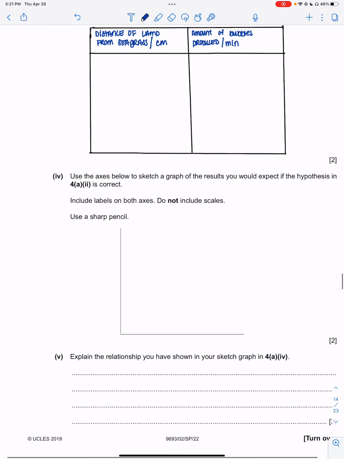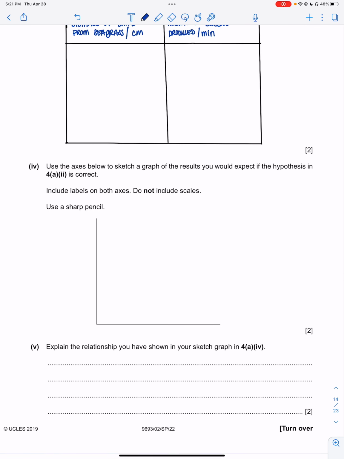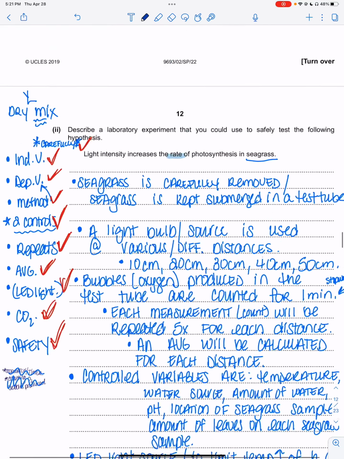Ignore that. Okay, use the axes below to sketch a graph of the results that you would expect if the hypothesis was correct. Well, let's go back and look at that hypothesis again.